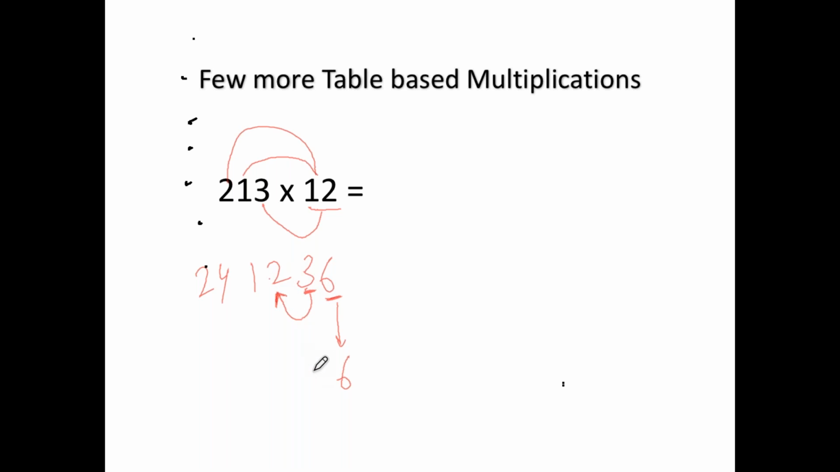12 plus 3 is 15. So out of 15, I will only write 5. And this 1 will again be carried forward to the next number. Got it? This 12 plus 3 was 15 actually, but I kept only 5, and this 1 is carried forward to the next number. So 24 plus 1 becomes 25. That's 2556. Okay, that's the product.